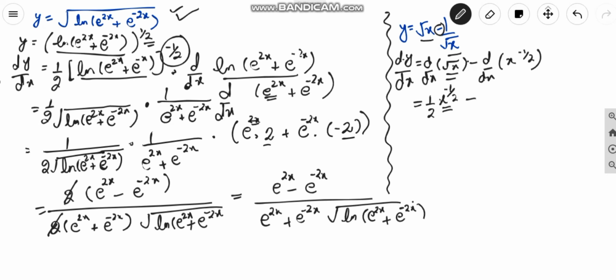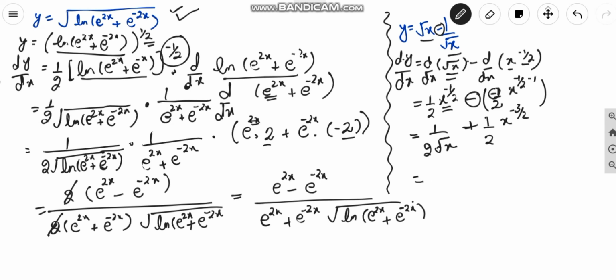Now again solve it with the help of the power rule. Here x to the power −1/2. So place the power at the start and reduce the power of the variable by 1. −1/2 − 1. Now our answer is 1 over 2 square root of x, minus this minus and this minus will become plus 1/2 and x to the power −3/2.